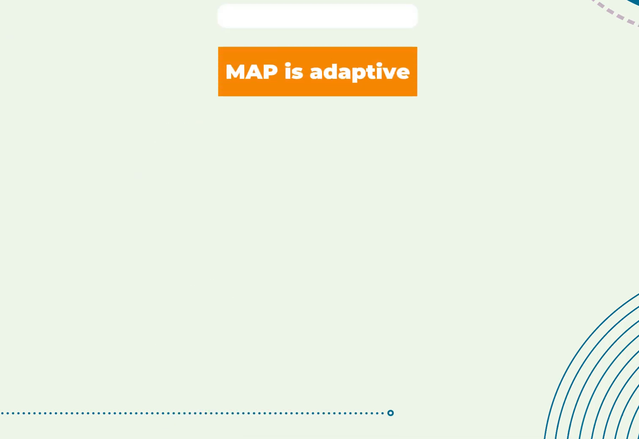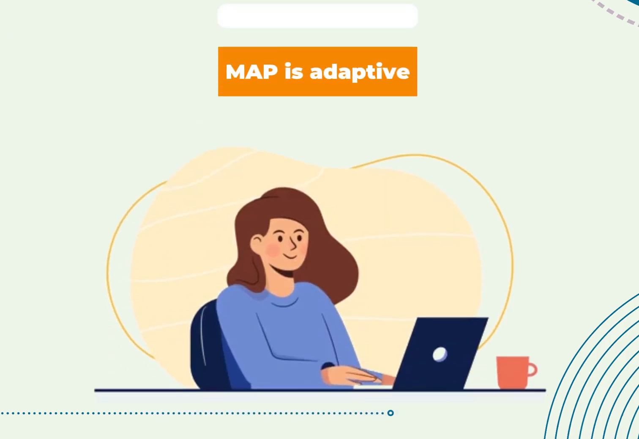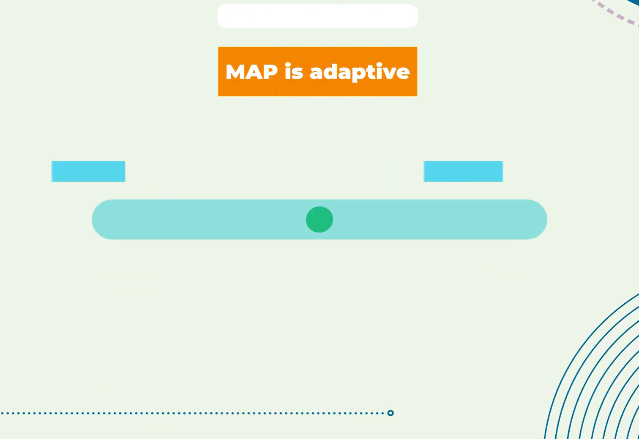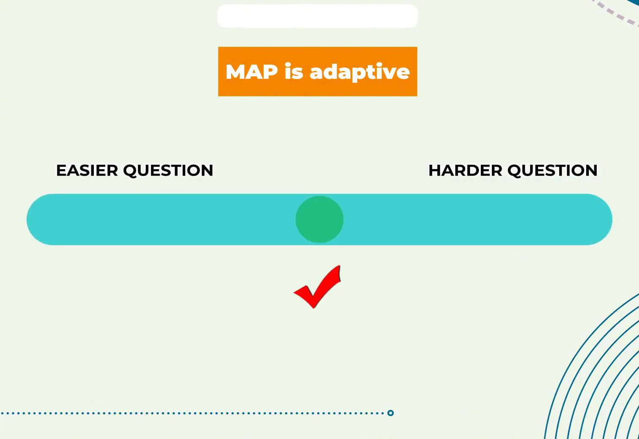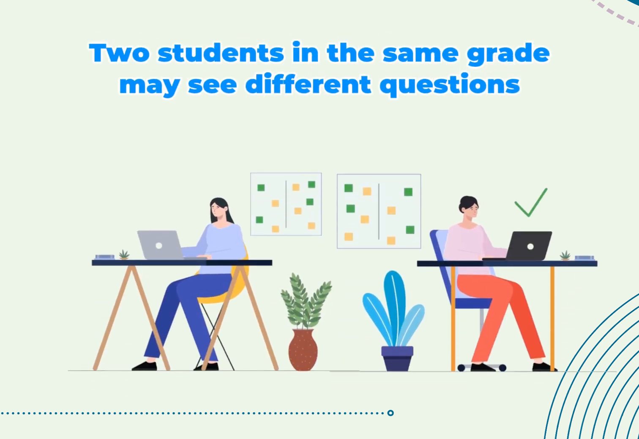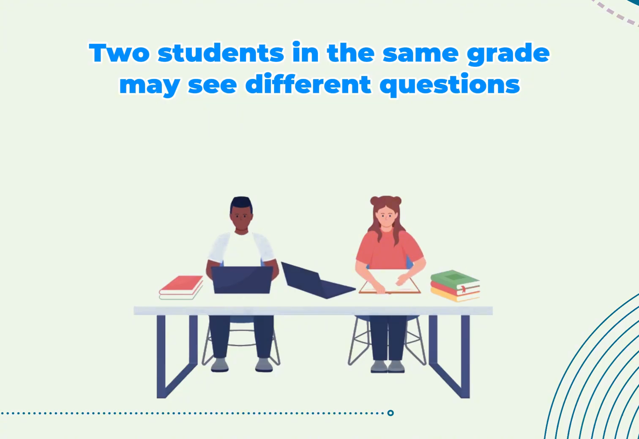The most important thing to understand is that MAP is adaptive. That means the test adjusts while the student is taking it. If a student answers correctly, the next question may become harder. If a student answers incorrectly, the next question may become easier. This is why 2 students in the same class may not see the same questions. One student may get questions below grade level. Another student may get questions above grade level.